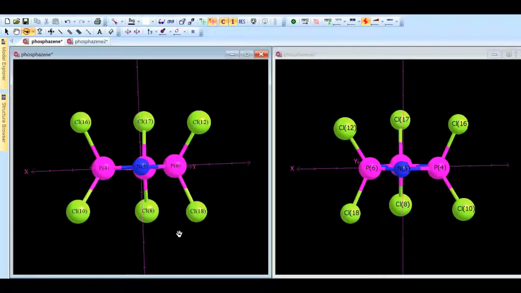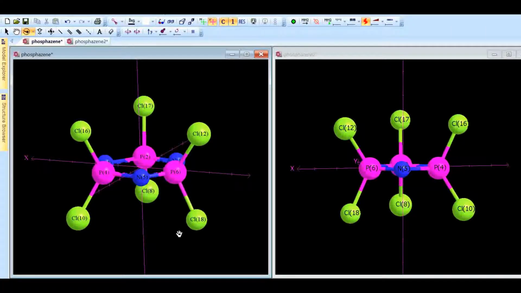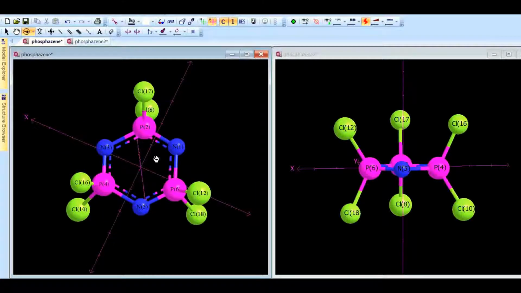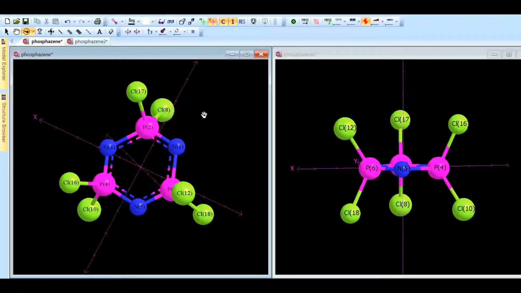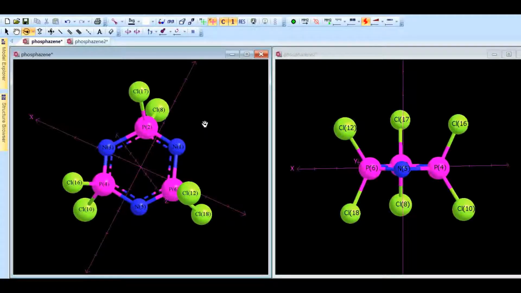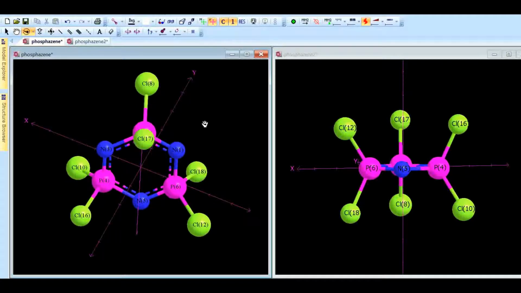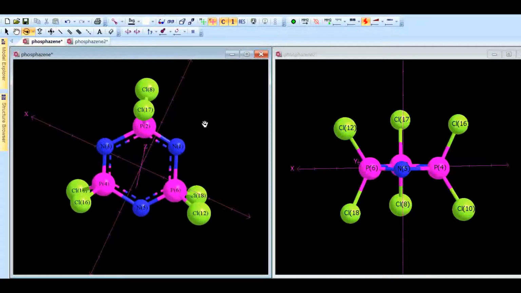Then I will show it to you from some other angle. See, the phosphorus and nitrogen atoms make a hexagonal ring, and you see that the chlorine atoms are inside and outside the plane, because I have already told you that the phosphorus is tetrahedral. Now where is our C3 axis? Our C3 axis is the axis labeled Z, which is passing through the center, and you can see it here.